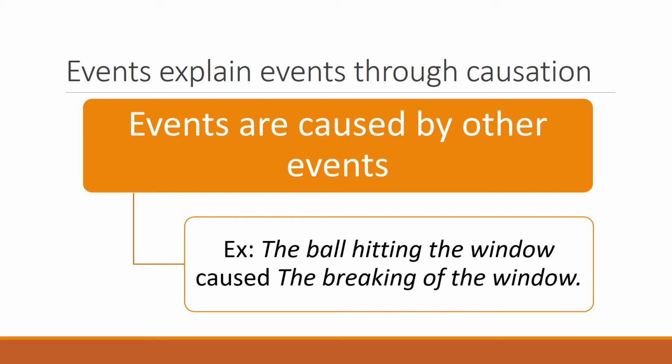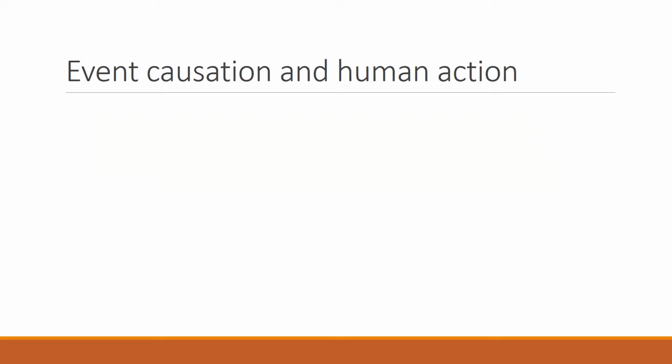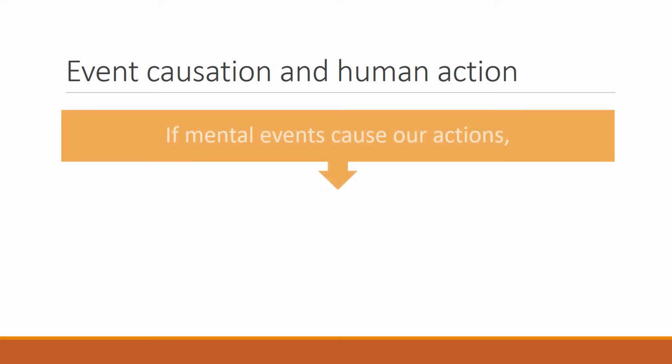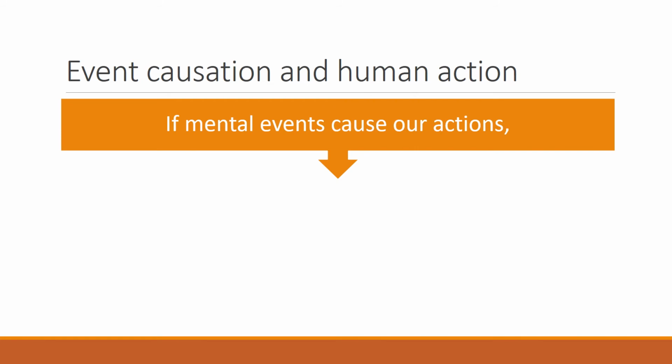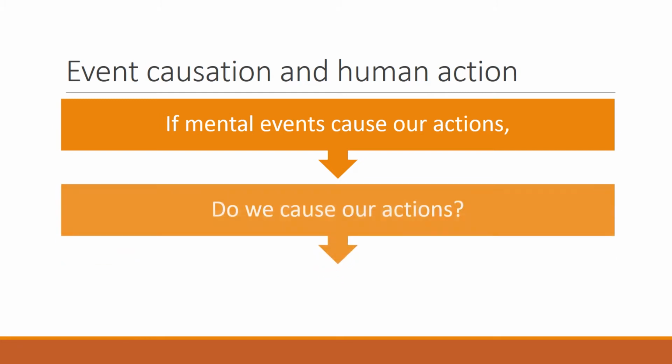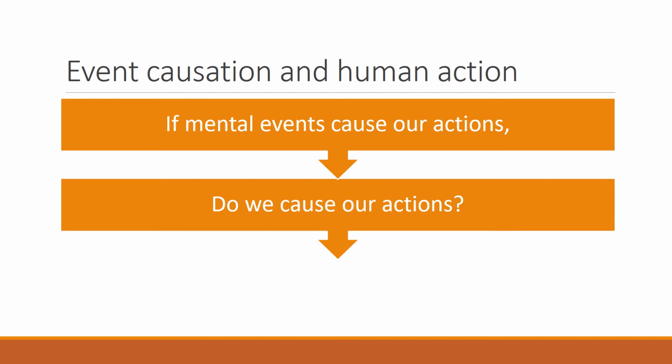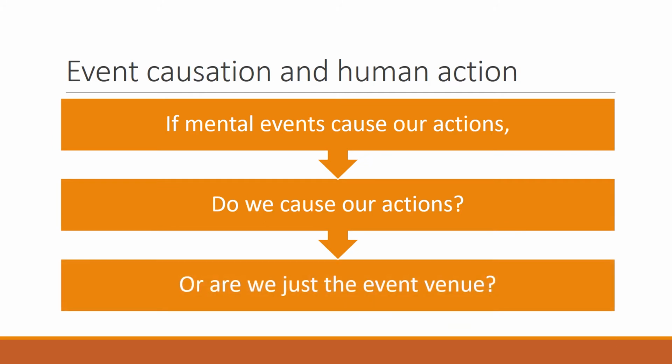But now this leads to a problem when we start thinking about free will. So let's apply event causation to human events. So what events cause human action? It looks like they're mental events. Mental events like decisions. But if mental events cause our actions, then can we say that we cause our actions? Or does that mean we're just the event venue, so to speak?